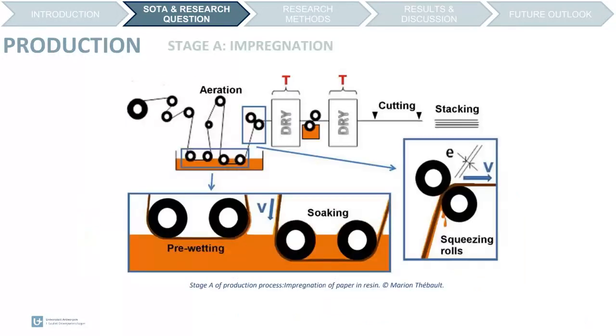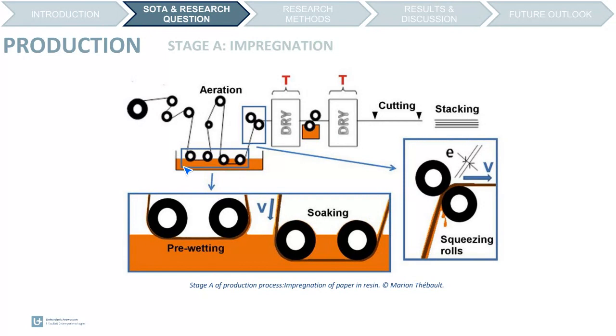Now, the production process starts with stage A, the impregnation of the sheet material. I will try to take my pointer to show you if I can find it. Yes, I think you should see it now. Just a second.